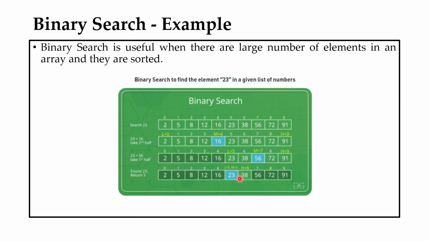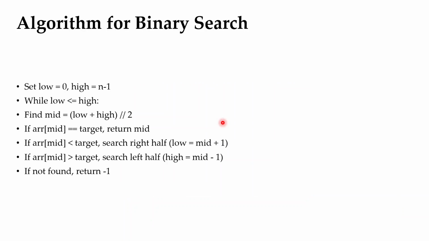In the remaining 2, I will search, and in any one of them the element will be there. So the best case is going to be order of 1. If the mid element is the searching element, then in the best case it's order of 1, and the worst case is going to be order of log n, because we are dividing by 2. So order of log n is the worst case. This is the binary search.